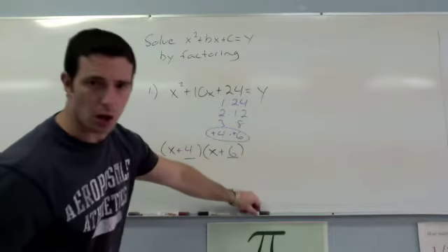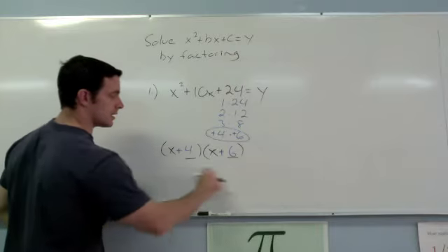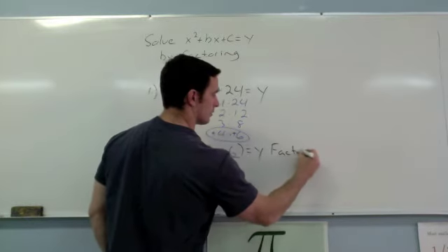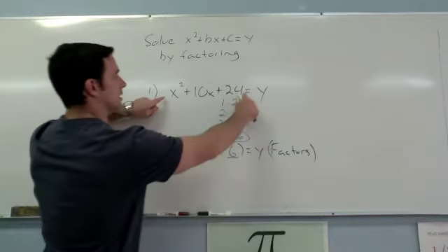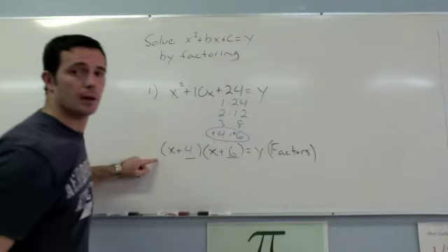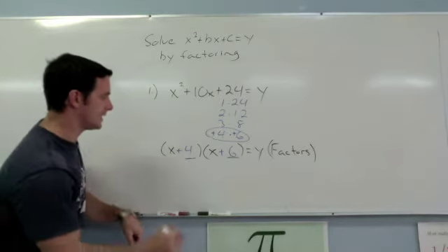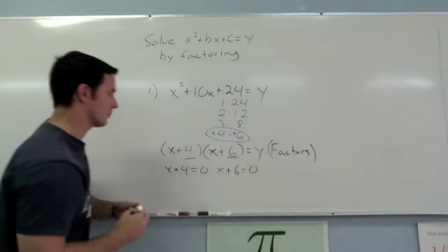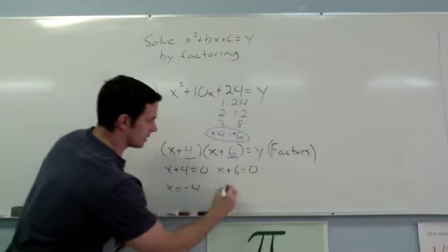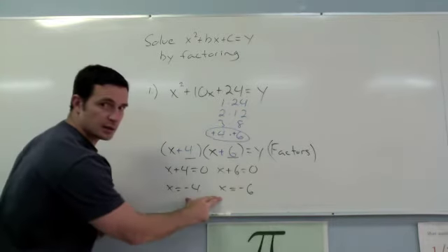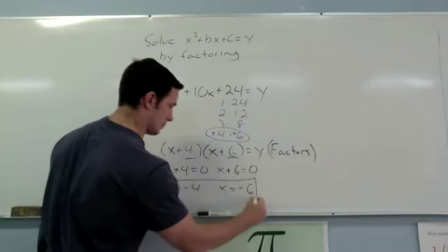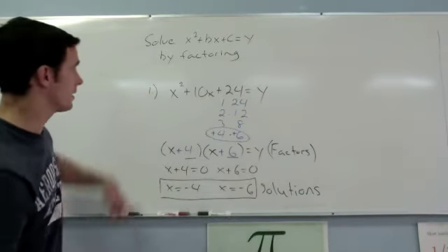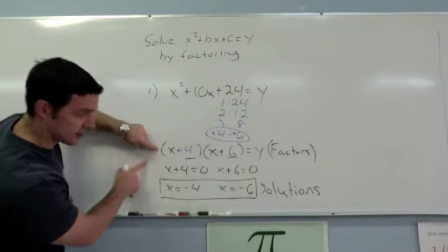Now, I have not solved my equation yet. These are my factors. I'll set it equal to y just to show it still equals y. That's all I've done so far: I took this and I factored it into this. I want to solve it now. In order to solve it, I take each binomial and I set it equal to 0. This gives me x equal to negative 4. This gives me x equal to negative 6. These are my solutions. So remember, this is factoring. This is solving.